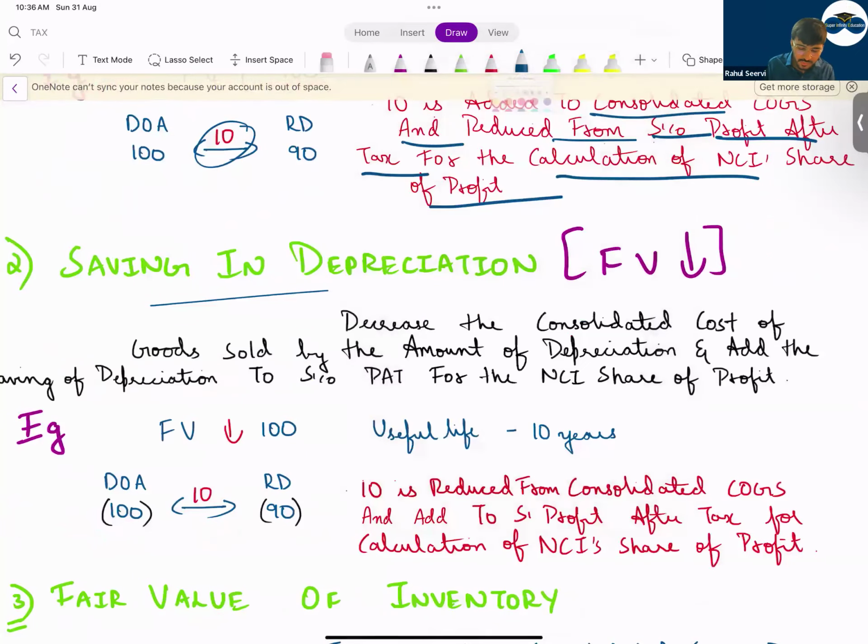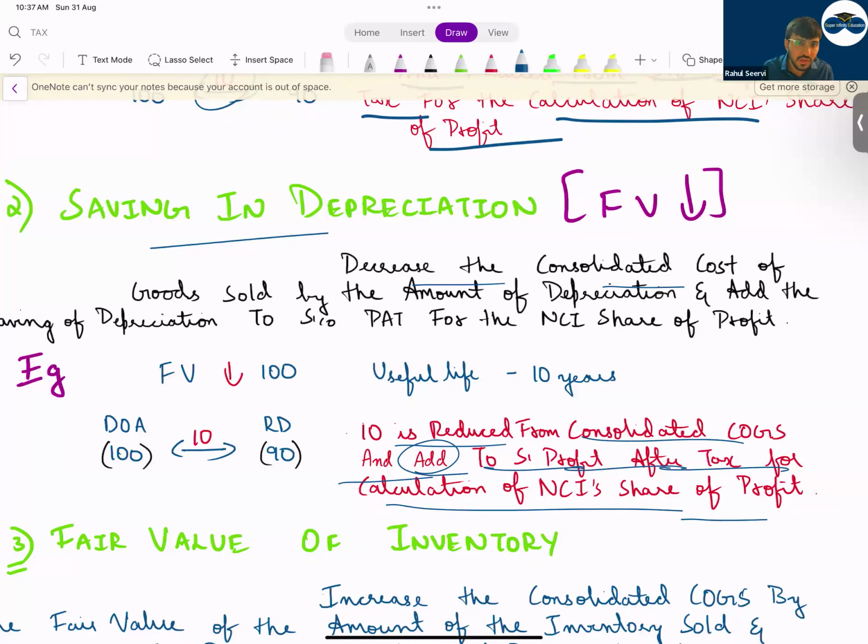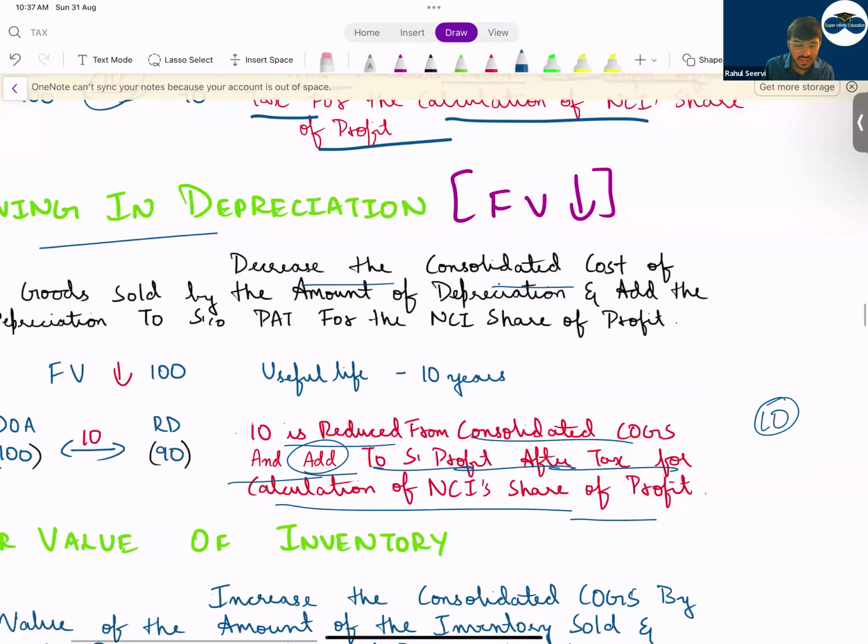So saving in depreciation, sir. Saving in depreciation, what should we do, sir? Decrease the cost of goods sold. You will decrease. And can I say this decrease means it's a profit for whom? It's a profit for NCI and parent. So reduce the consolidated cost of goods sold and add to the subsidiary's profit after tax for NCI share of calculation. So this 10 will be a positive number. Instead of reducing it, add it. That 8 will belong to parent, 2 will belong to NCI.